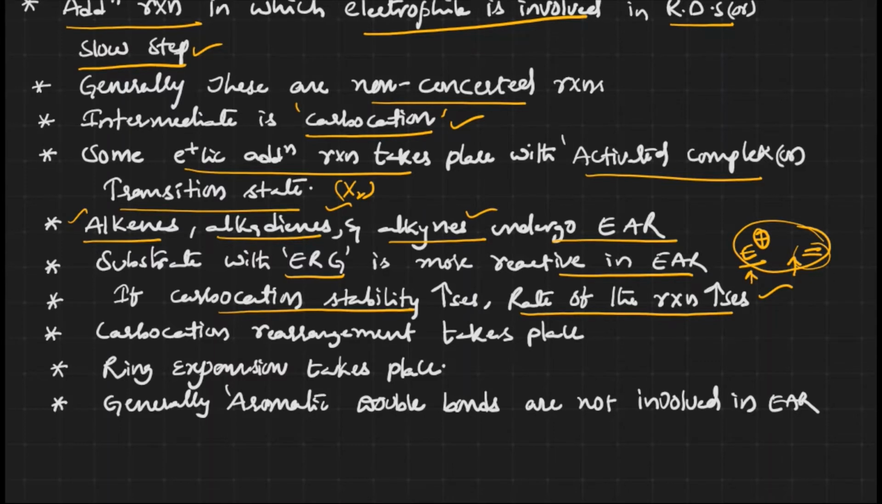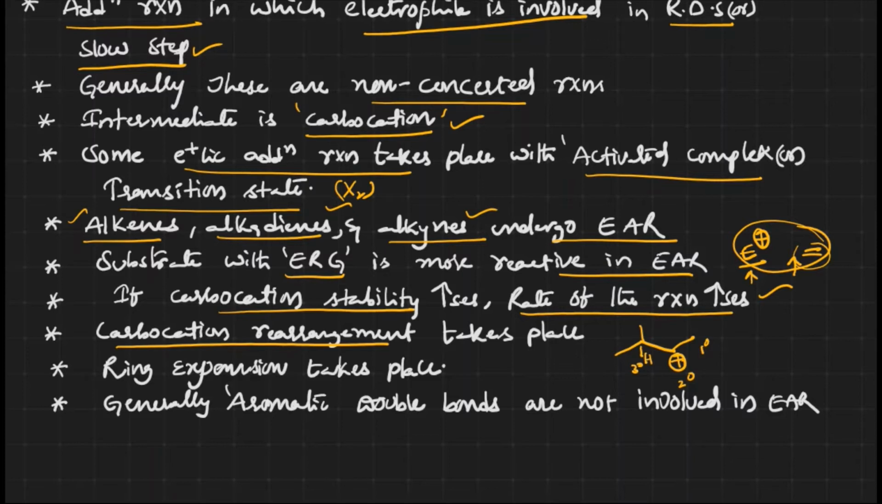Then in these reactions, carbocation rearrangement takes place. How does carbocation rearrangement take place? Now let us assume that a carbocation has been generated over here. What is this carbocation? It is a secondary one. Let us see the adjacent positions here. Here a primary carbon, here a tertiary carbon. Generally, a tertiary carbocation is more stable than a secondary one, right? Here there is a possibility of getting a more stable carbocation.